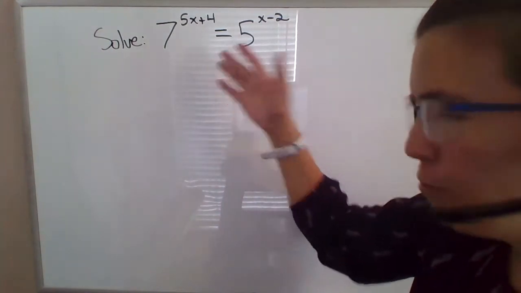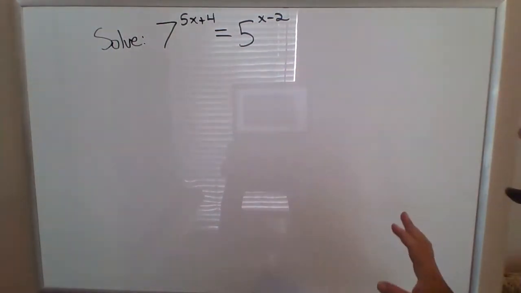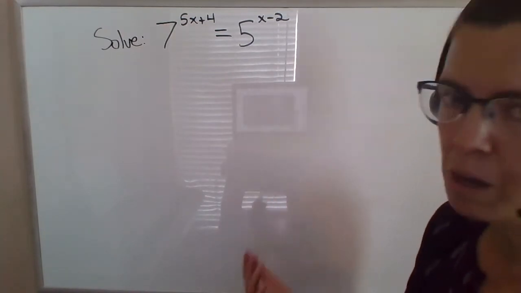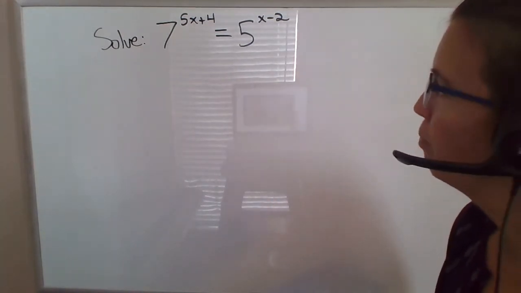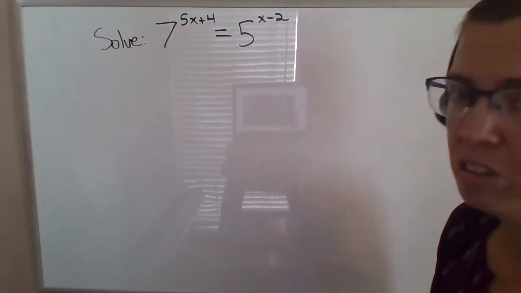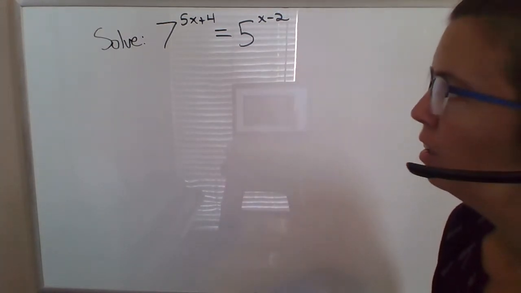7 is not a power of 5 and 5 is not a power of 7. We're not going to be able to express both sides as a power of the same base just off the top of our heads in this example. So plan B is to use logarithms to solve these equations.